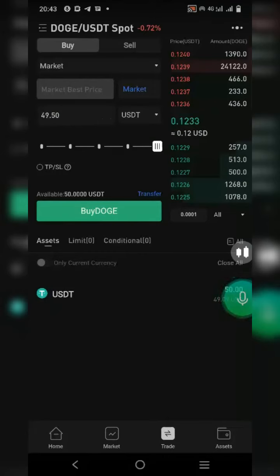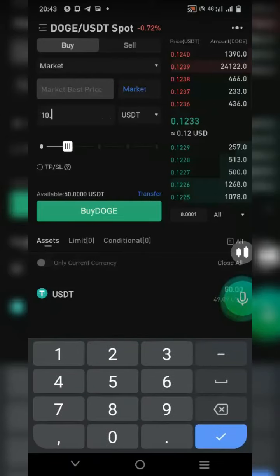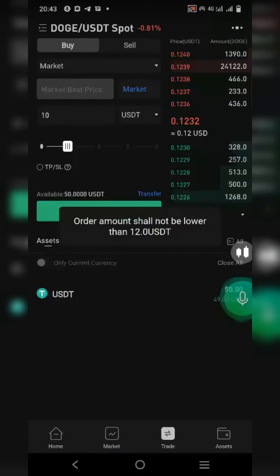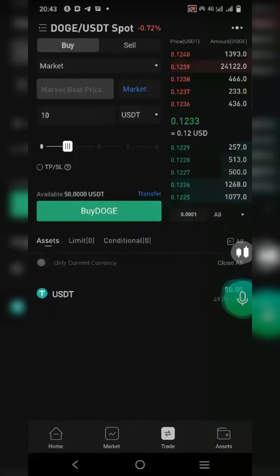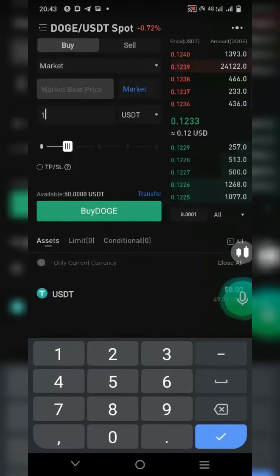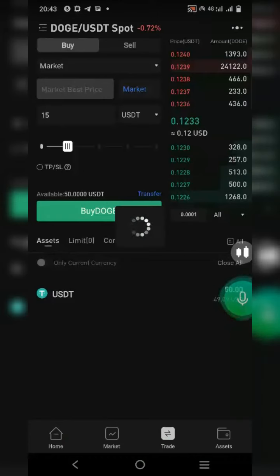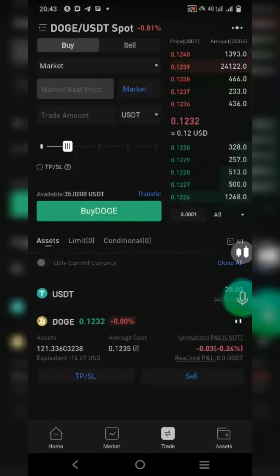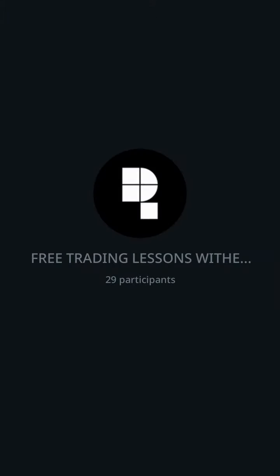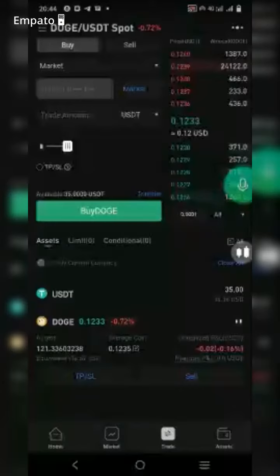Okay, so let me buy with $10 at market price. So I will use a market buy order. Market buy, I included $10 there. Buy Doge. Okay, the amount should not be lower than 12. They have their conditions, so let me use 15 for that. I can buy Doge at market price. So I still have like 35 USDT left.